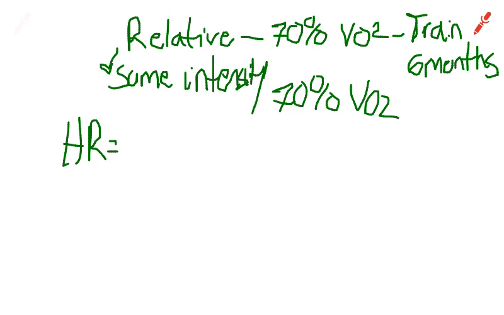Now, you're in much better shape, yes, because you did train for 6 months, but you're still at 70% of your VO2, which is the same exact intensity regardless. Yeah, same intensity, but it's a higher workload. Hopefully after training, your VO2 is a little bit higher, that's the point of training, but it's still 70% of your VO2. So same intensity, higher workload. So since it's the same intensity, your heart rate is actually the same.